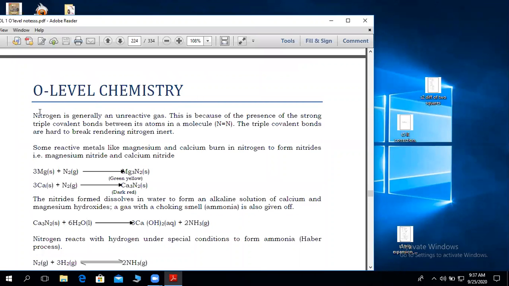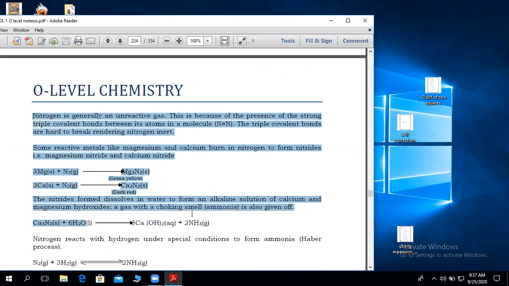So I repeat, this part is very important. Every student of chemistry must always remember this part. We said nitrogen is generally unreactive. It has very, very few reactions. Why is it generally unreactive or generally inert? It's because the atoms in the nitrogen molecule are joined together by a strong triple bond between the nitrogen atoms. So this triple bond holds strongly the nitrogen atoms.